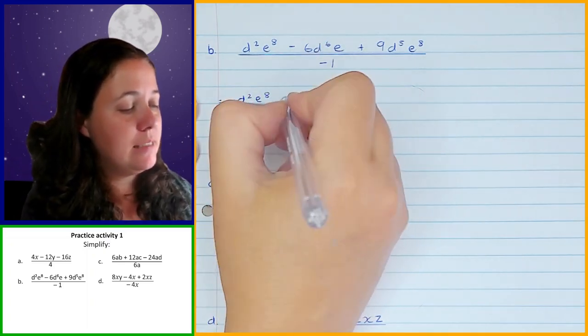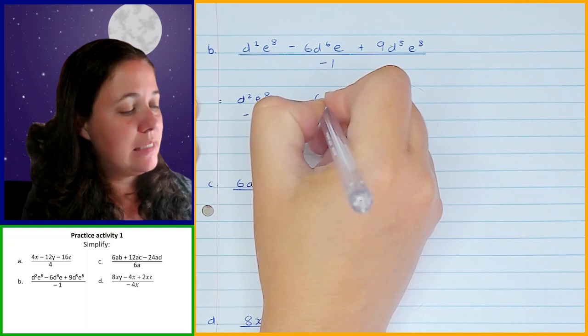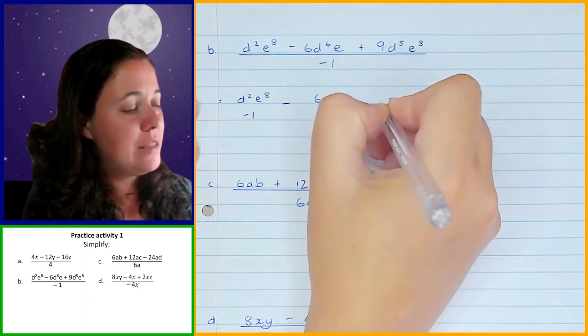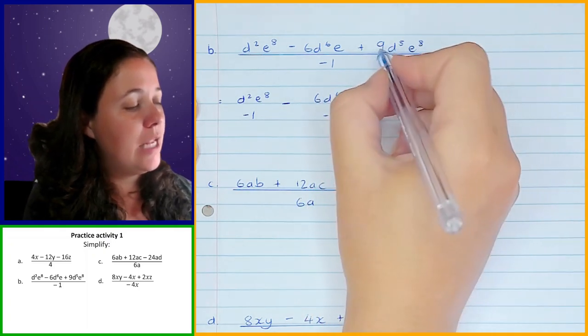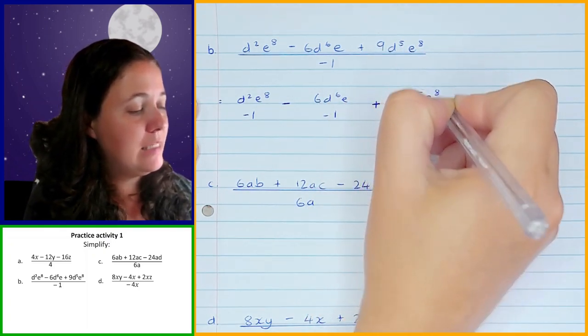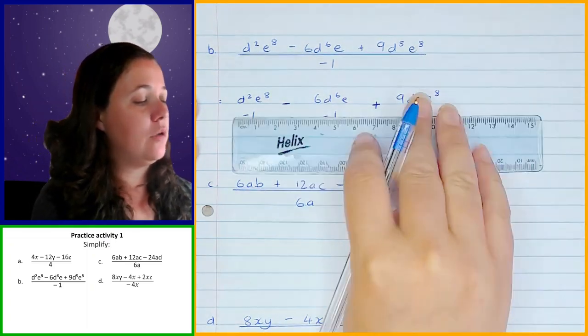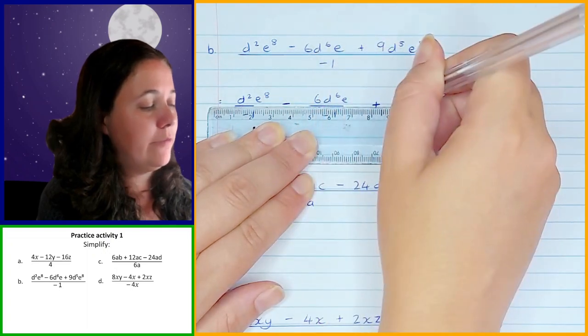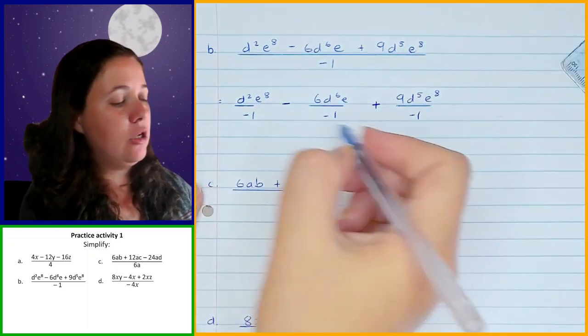Then I've got a minus. Now it is 6d to the power of 6e over negative 1. And then I've got a plus. Then I've got 9d to the power of 5e to the power of 8 over negative 1. So now I'm going to make those into fractions quickly. Draw my fraction lines. And now I can go and simplify.